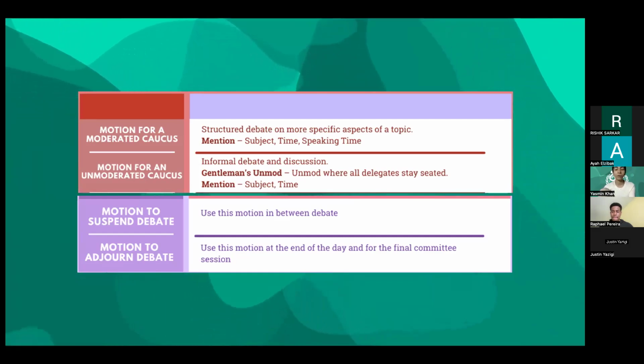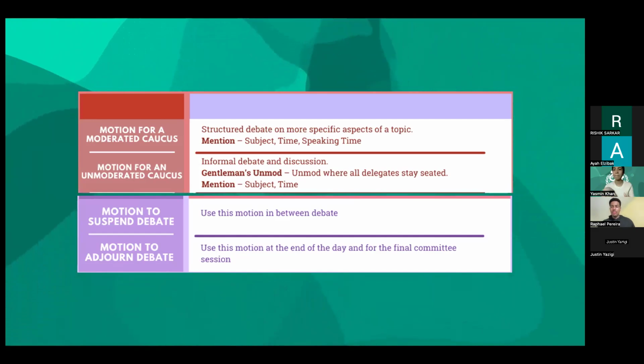Okay, so as a quick recap, motion to suspend debate is ending the discussion that's going on right now. Okay, so current debate, I want to end the discussion right now. That's suspension. But motioning to adjourn the debate is the whole day, the entire committee, the entire discussion, right? Okay? Does anyone have any questions about that? Kind of confusing. I get it.